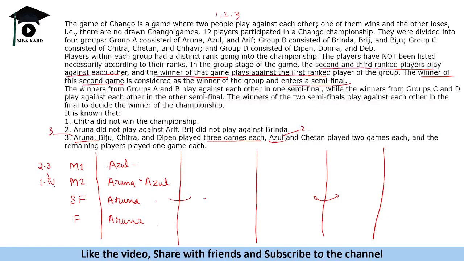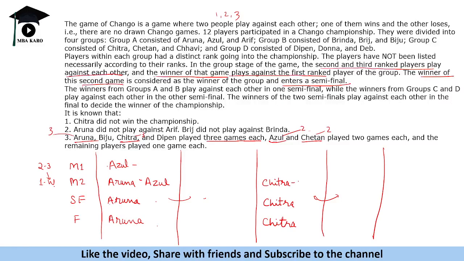Okay, so this hint gave us how the matches are structured. Now, the same goes with group C as well, like Chetan and Chitra. Chitra has played 3 games and Chetan has played 2 games. So, the same logic we shall apply here: Chitra will play this game, and Chitra will play the final as well.